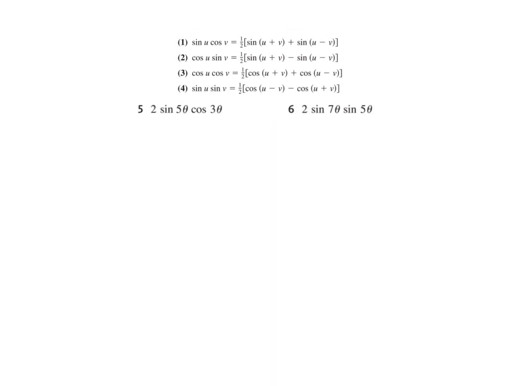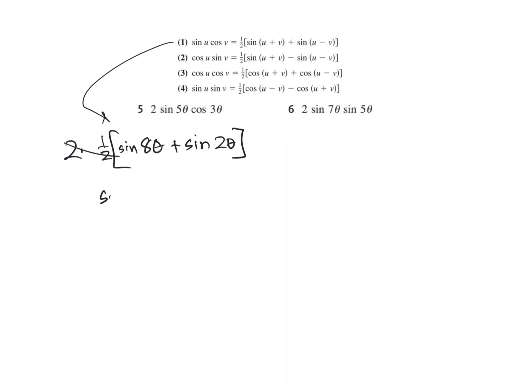Number 5, let's go faster. Sine times cosine, that's number 1. So you have 2 times 1/2, the whole thing, of the addition of the sines. 5 theta and 3 theta is 8 theta, plus the subtraction of the sines. 5 theta minus 3 theta is 2 theta. So 2 times 1/2 is 1, so our answer should be sine of 8 theta plus sine of 2 theta.